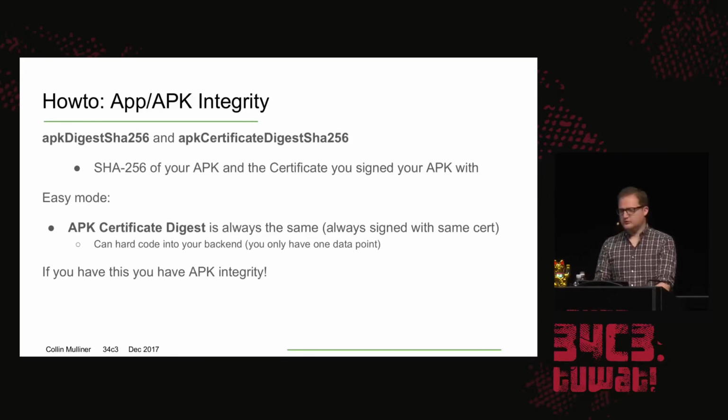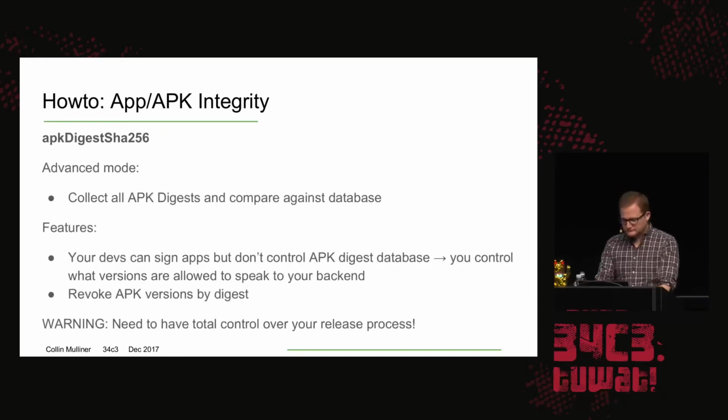So the easiest check for app integrity is basically just comparing the APK cert digest. If you have 5 different apps, most likely they will all be signed with the same cert. You basically only have to hard code this cert digest into your backend once, and you can just always compare that. If you've done this, it's a very simple comparison. But with that, you can know if your app has not been tampered with. But you can also go into advanced mode and also compare the APK digest.